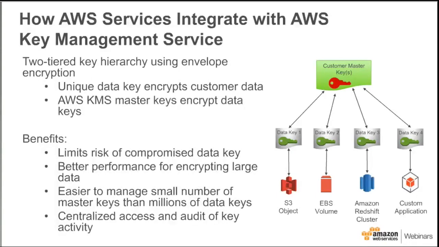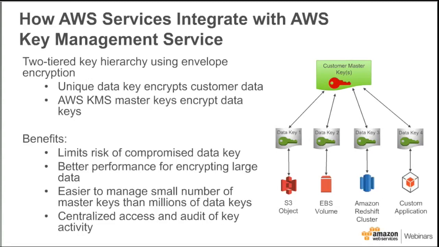The benefits of envelope encryption? Well, it helps limit the risk of any compromised data key. A single data key maps to a single resource. You get better performance for encrypting large data, so you don't have to send big chunks of data back up to the KMS service and ask the service to encrypt it on your behalf. KMS will support that use case, but only for small pieces of data, for example, data keys. We also think that it's easier to reason about and manage a small number of master keys than potentially millions or billions of data keys, depending on how many unique resources you have inside AWS.